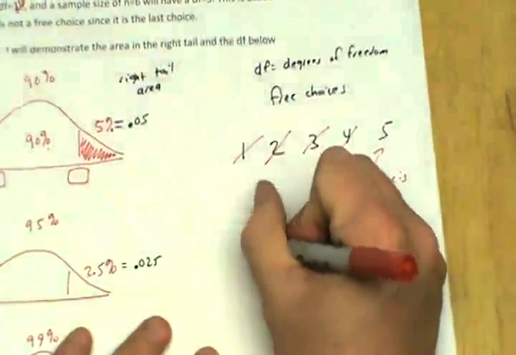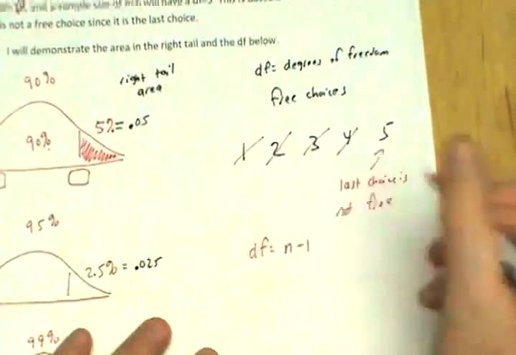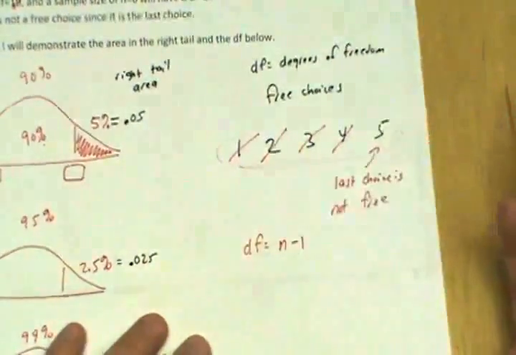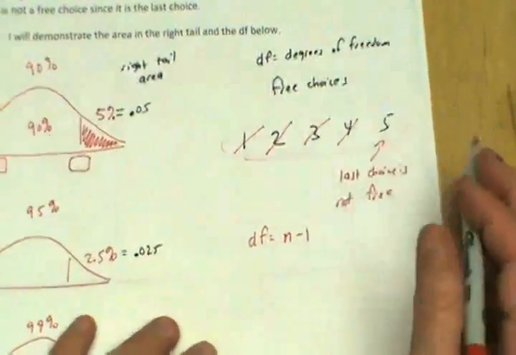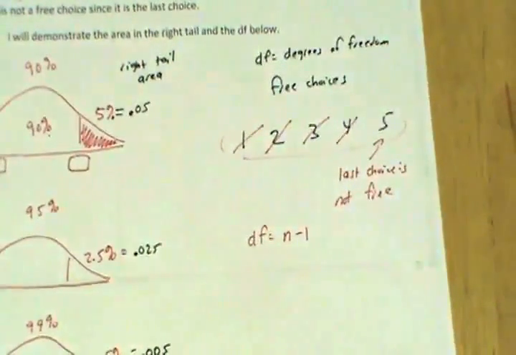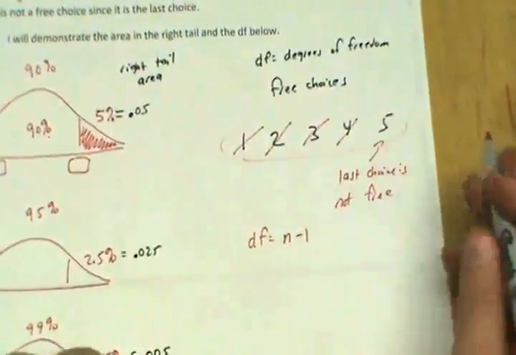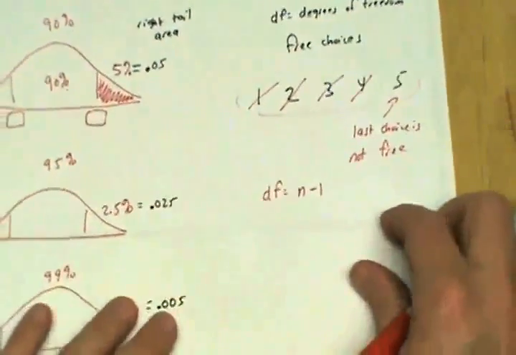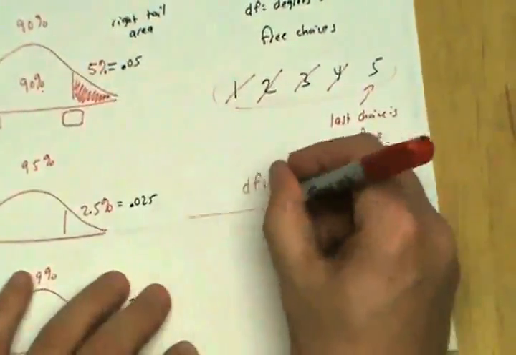The degree of freedom is always whatever the sample size is minus 1. So if you have a sample size of 5, the degree of freedom is going to be 4. If you have a sample size of 20, the degree of freedom is 19. If you have a sample size of 18, then the degree of freedom is 17.